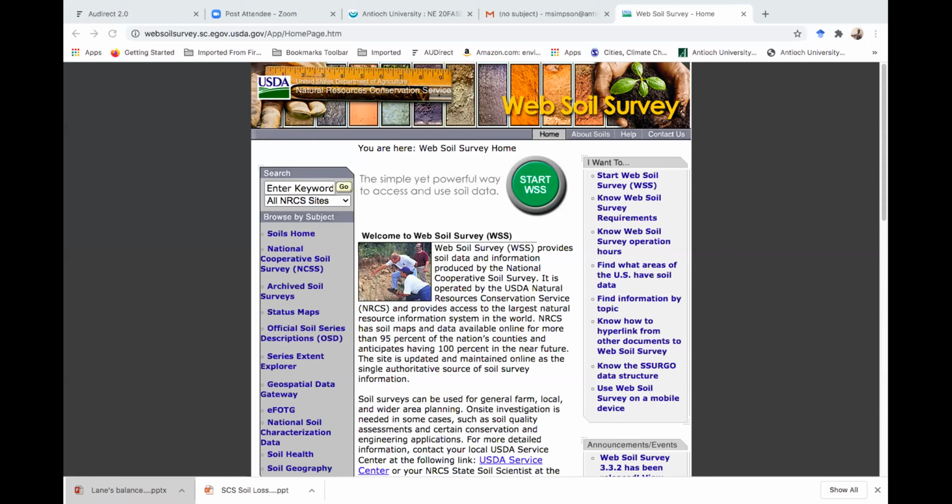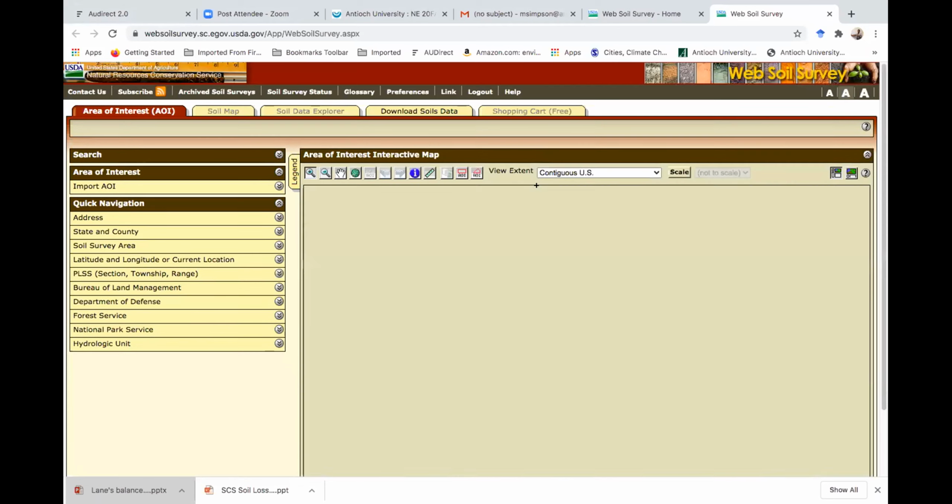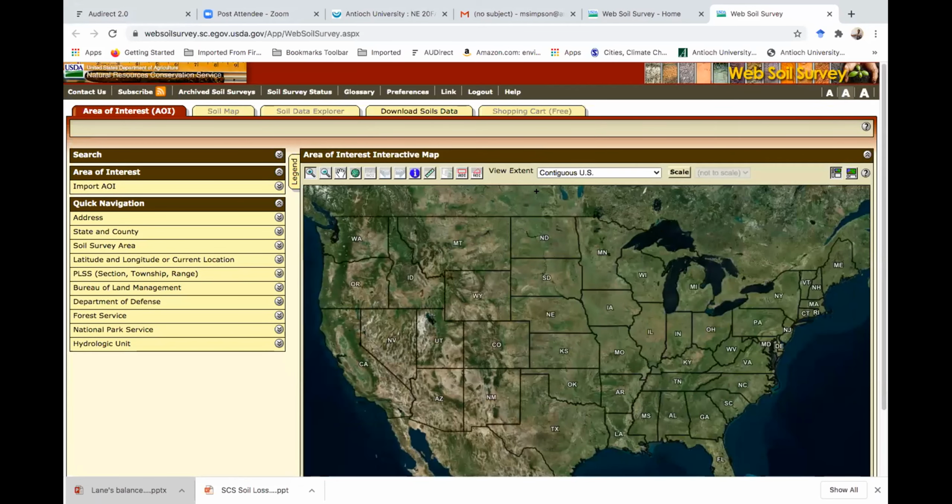Okay, I just want to show you. You're going to be using this browser for your homework. So you go here and you start the web soil survey, which I just did. Is it changing for you? Do you see a map of the U.S.? Yep. Okay.